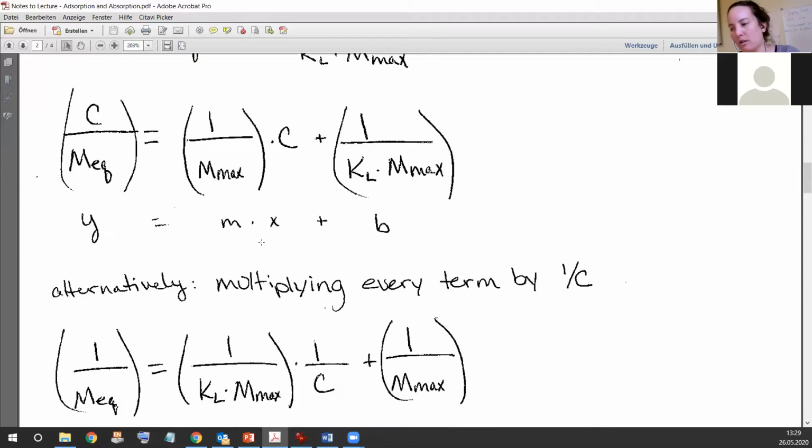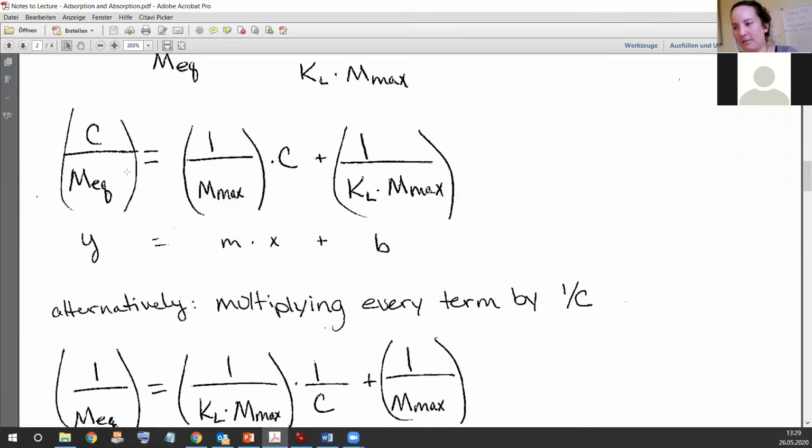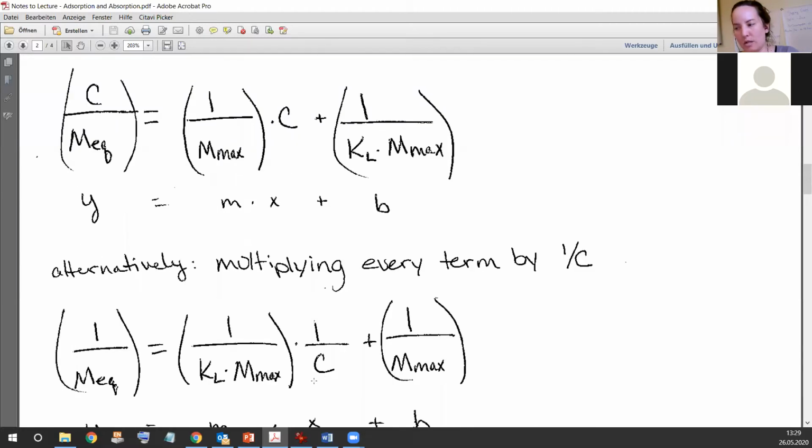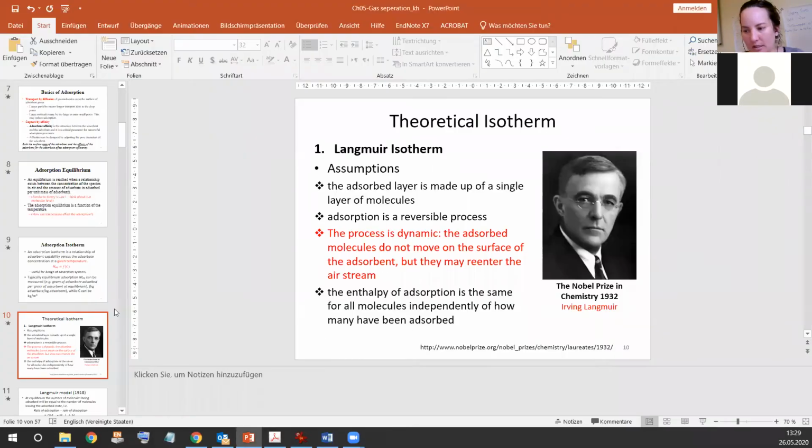Okay, there's one alternative for this expression. You can also divide each of these terms by C, by the concentration. In this case, instead of having a line in terms of C, the concentration, you get a line in terms of 1 divided by C. And this is how this expression can be linearized.